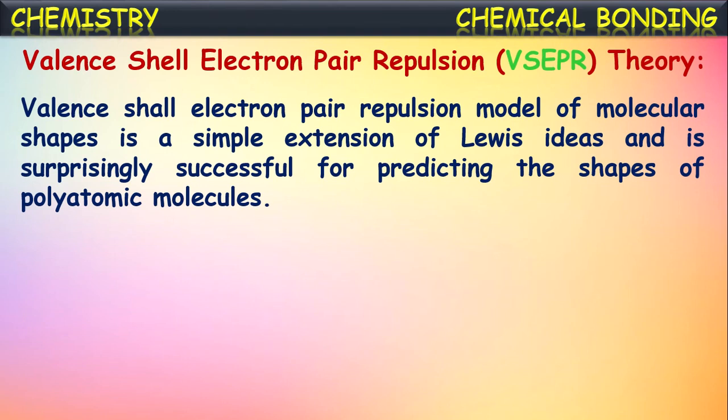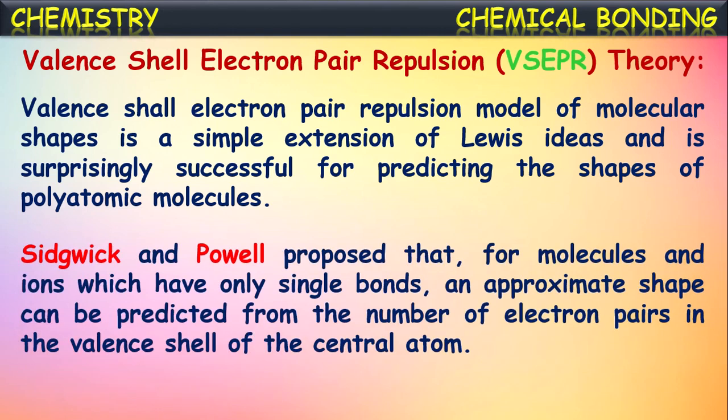The valency shell electron pair repulsion model of molecular shapes is a simple extension to Lewis ideas and is surprisingly successful for predicting the shapes of polyatomic molecules. This theory is just a simple extension to Lewis dot ideas. Based on those, the prediction of molecular structures was made in VSEPR theory, and it has succeeded in predicting the shapes of most polyatomic molecules based on certain rules.